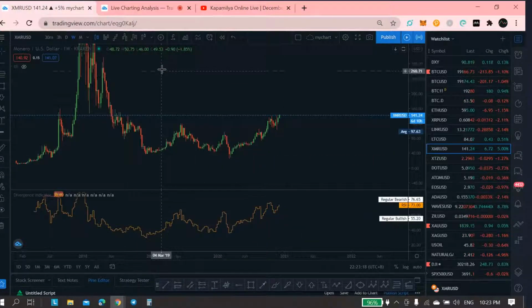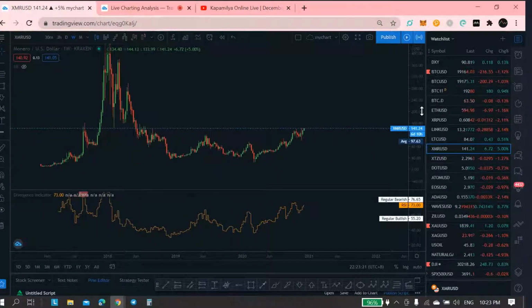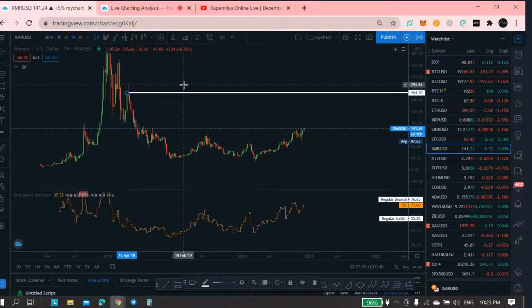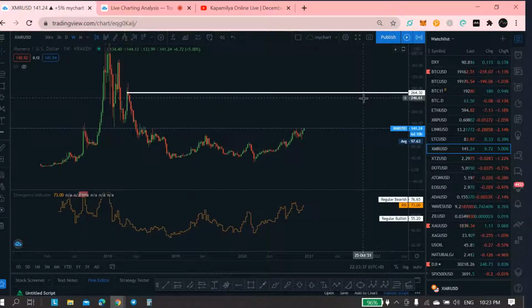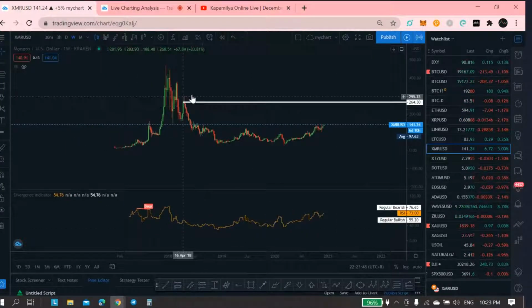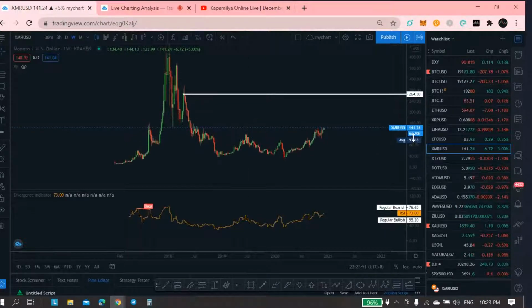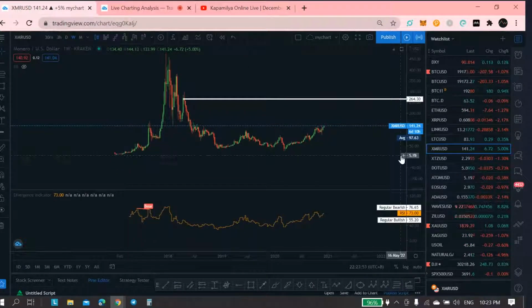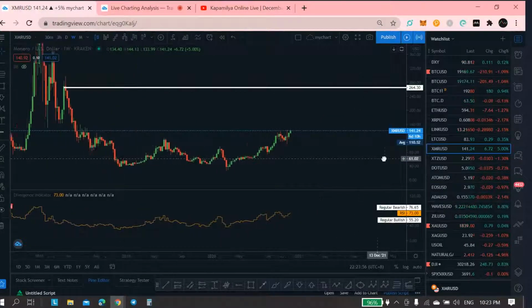Let me just remove that and look at the longer time frames. Because actually in the weekly, there's a strong resistance, which is this area using the weekly time frame. Yeah, that's really the area I'm looking at using the weekly time frames.